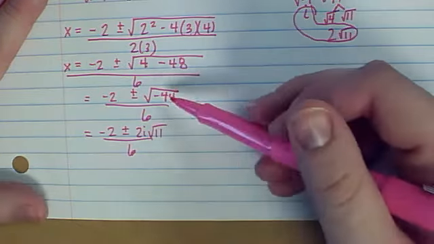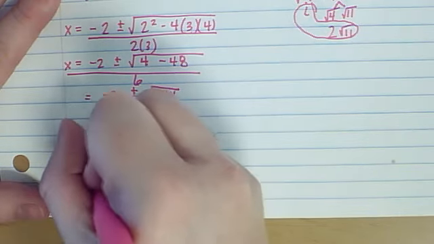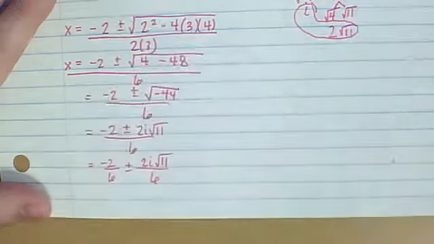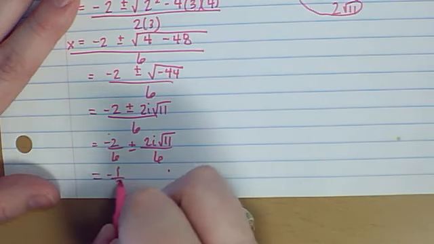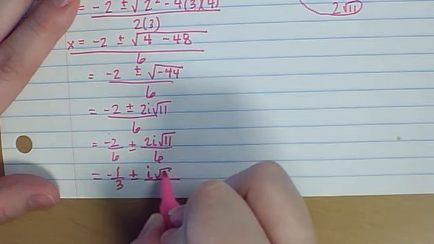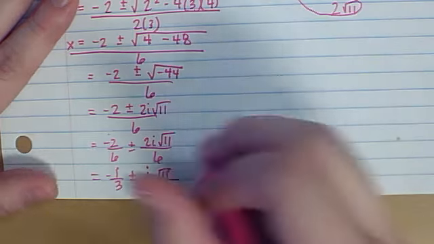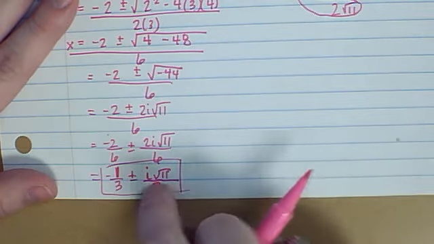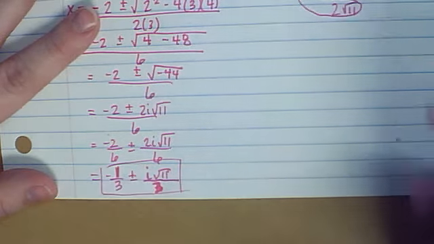Okay, I need to go ahead and write this as simplified as possible. So if I rewrite this as negative 2 over 6 plus or minus 2i root 11 over 6, I can reduce the 2 and 6 here. It reduces to negative 1/3 plus or minus 1i, so just i, root 11 over 3. Sorry, I wrote that wrong. So this would be your final answer here. You could leave it like this, or you could write them as two different answers, the plus and the minus version. Just know that there are two because of that plus or minus.